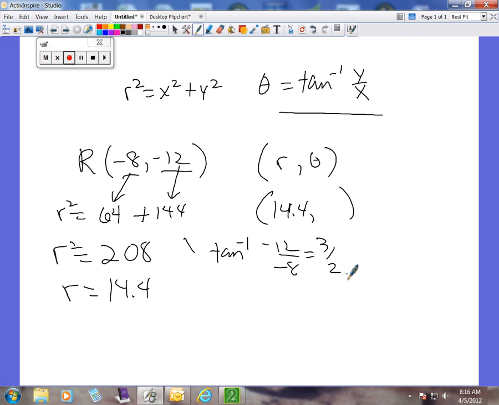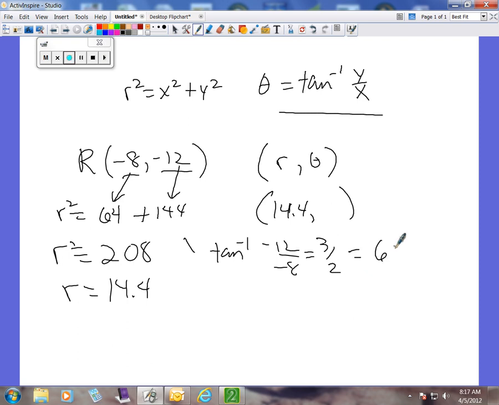Now, here's the thing. When you do this, that's not your answer. It's your reference angle. So tell me what you get with your scientific calculator. Let's round it to the whole degree. I hope you all are doing this with your calculator so we know what we're doing.